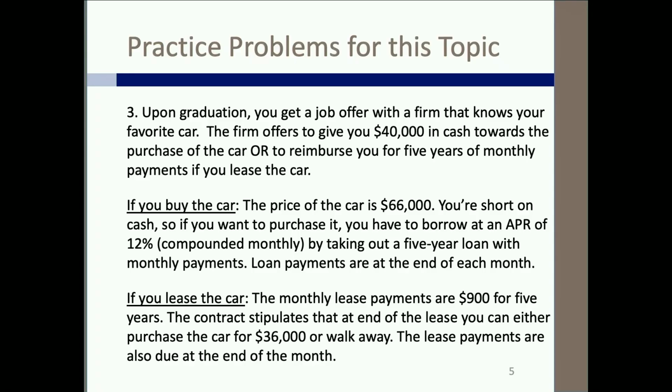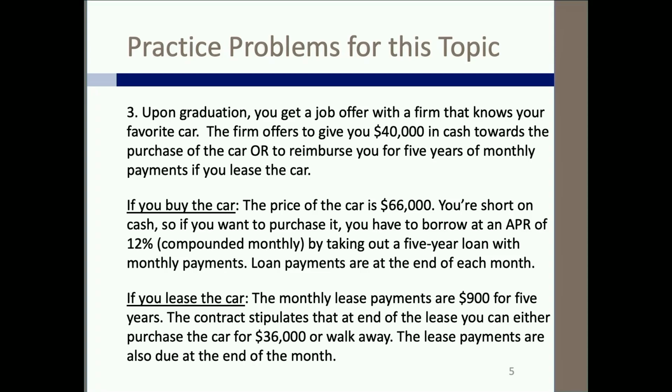If you buy the car, the price of the car is $66,000. You're short on cash, so if you want to purchase it, you have to borrow at an APR of 12%, compounded monthly, by taking out a 5-year loan with monthly payments. Loan payments are at the end of each month. If you lease the car, the monthly lease payments are $900 for 5 years. The contract stipulates that at the end of the lease, you can either purchase the car for $36,000 or walk away.